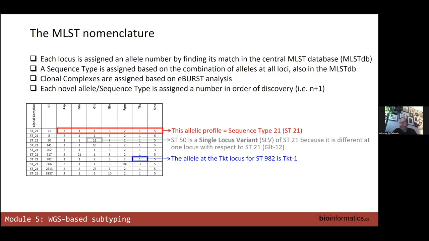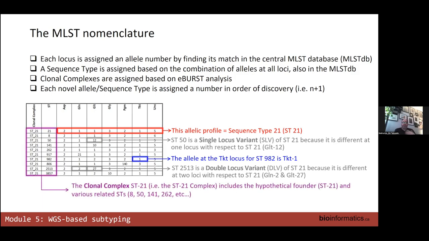I was talking about single locus variants. This is an example: ST50 differs from ST21 at one locus, the GLT locus, and it's the 12th allele that was found. This is a double locus variant, and so on and so forth. Okay, and I talked about clonal complexes. So the founder, which in this case is ST21, and you'll notice that all of the other guys in the table have a similar profile. They share anywhere from 4 to 5 to 6 of the same alleles as the founder. Obviously not 7, or else they would be ST21.